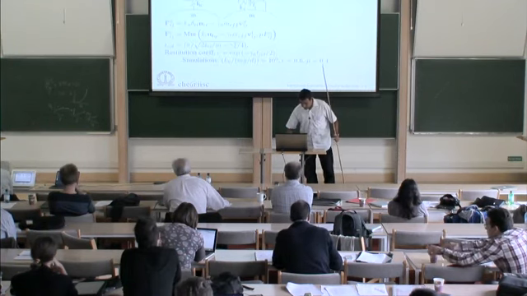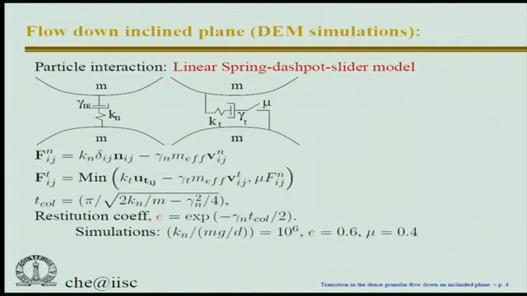Okay. So these were standard spring-dashpot models. Just to set the parameters, we use a scaled spring constant. In this, everything is going to be scaled by particle mass, acceleration due to gravity, and diameter of the particles. This was 10 to the power 6, which is fairly large.